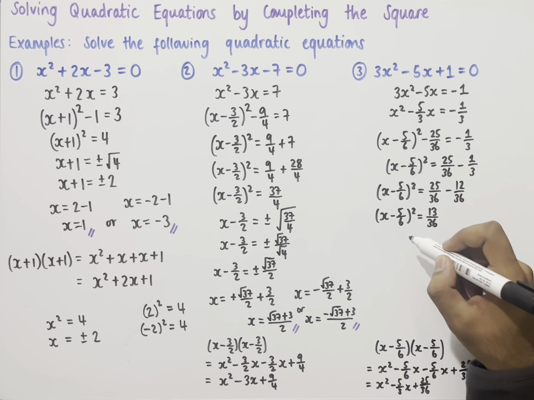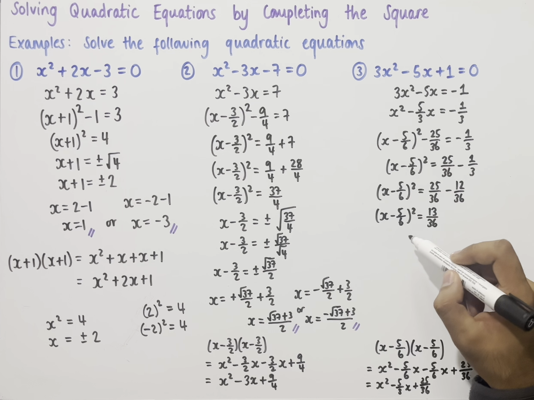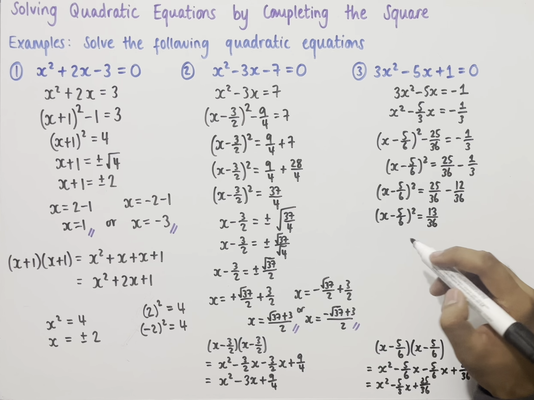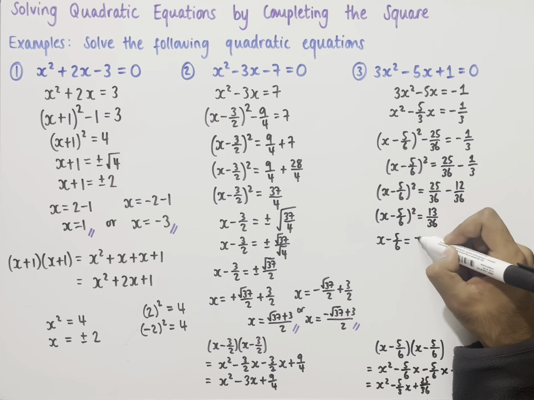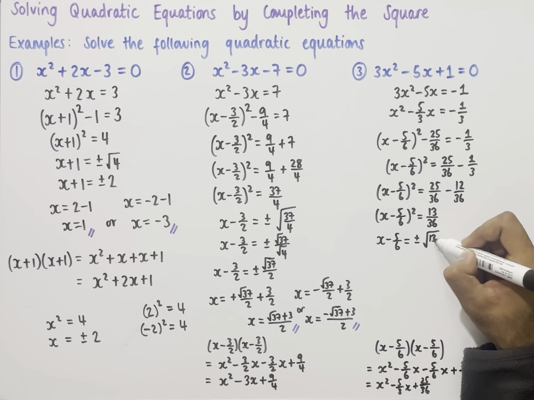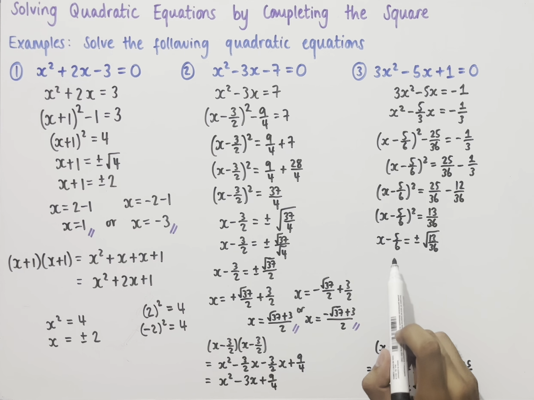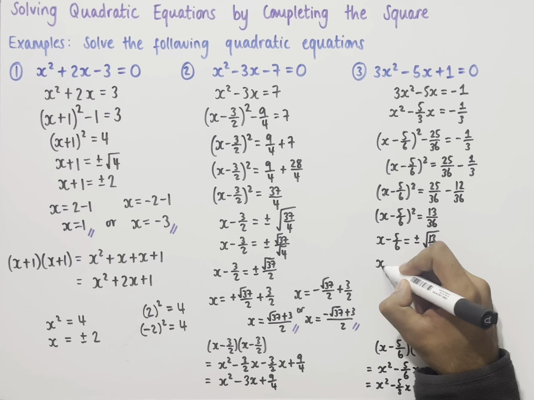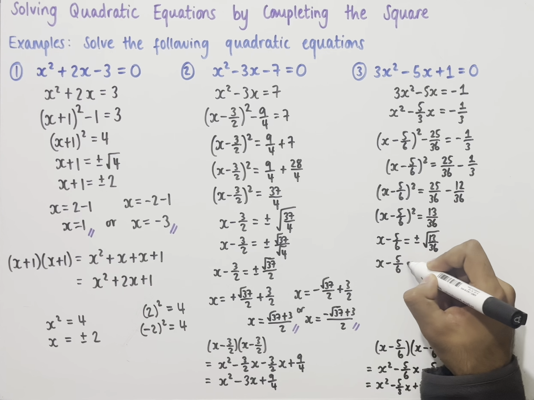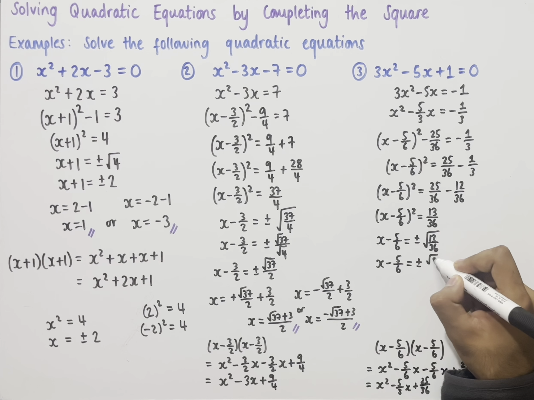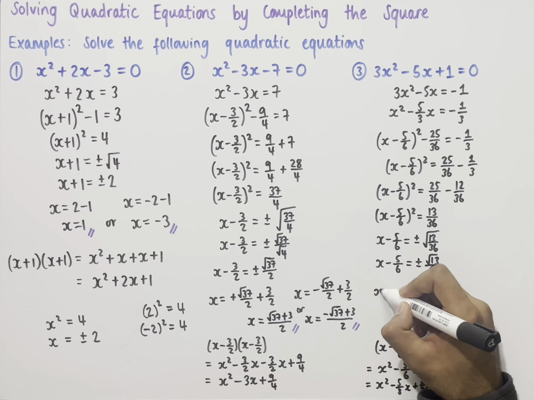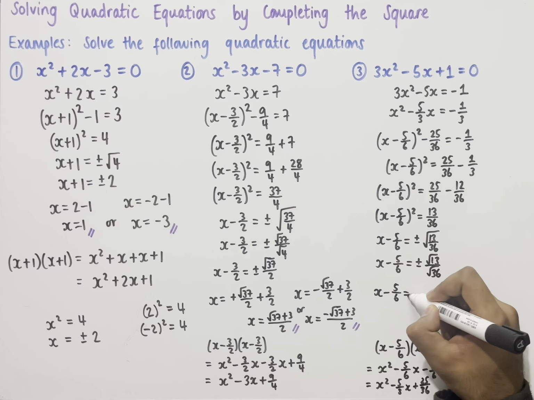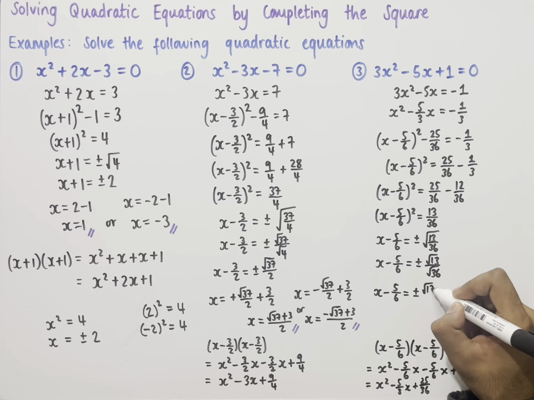We're now going to square root both sides, and remembering that when we square root in an equation when solving, we must add a plus or minus. So we now end up with x minus 5 over 6, which equals plus or minus the square root of 13 over 36. Using our surd laws, we can now write this as x minus 5 over 6 equals plus or minus the square root of 13 over the square root of 36. And now we know that the square root of 36 is equal to 6, so we can now write this as x minus 5 over 6 equals plus or minus the square root of 13 over 6.